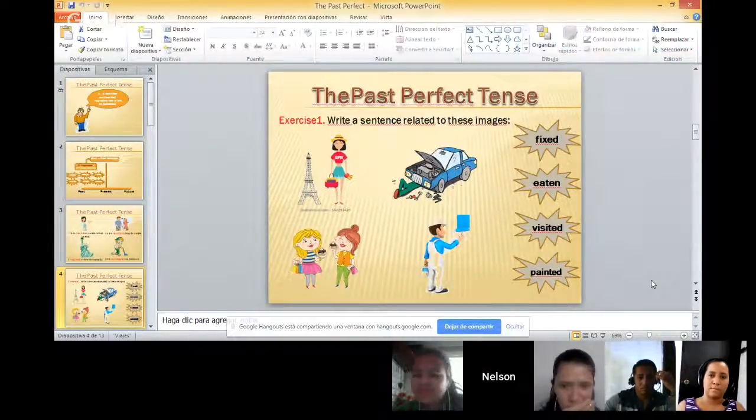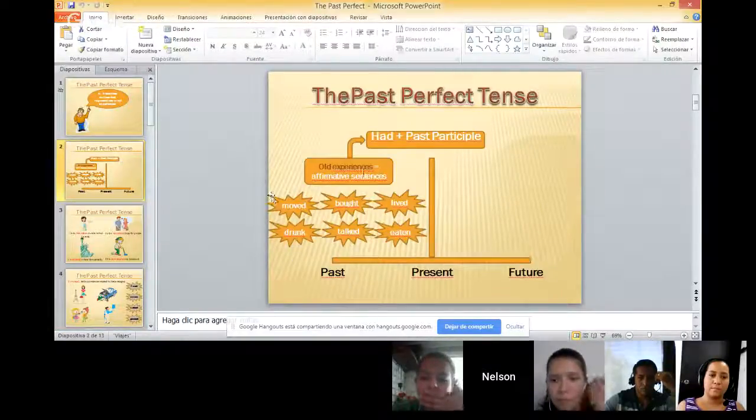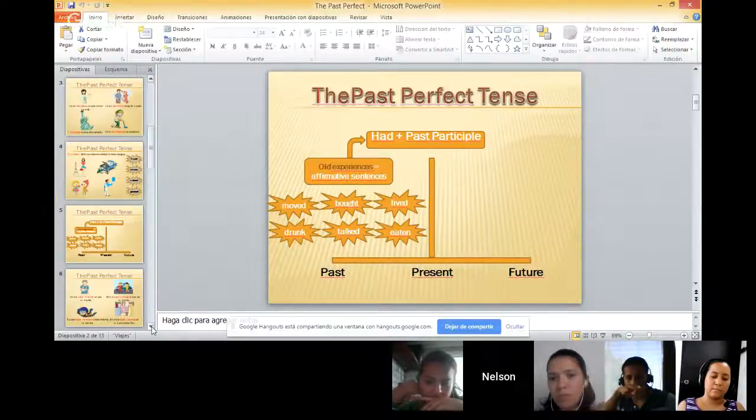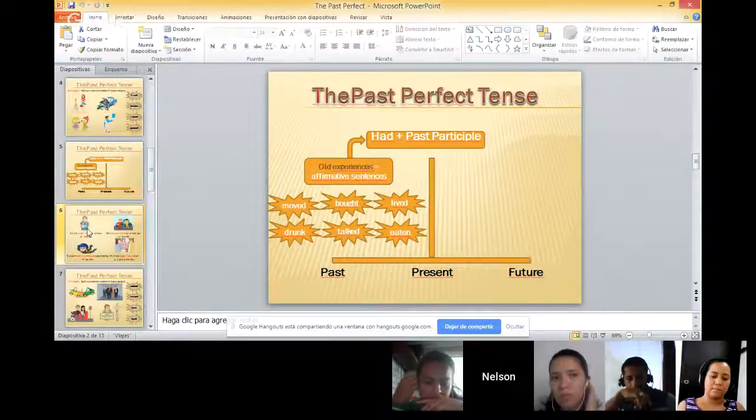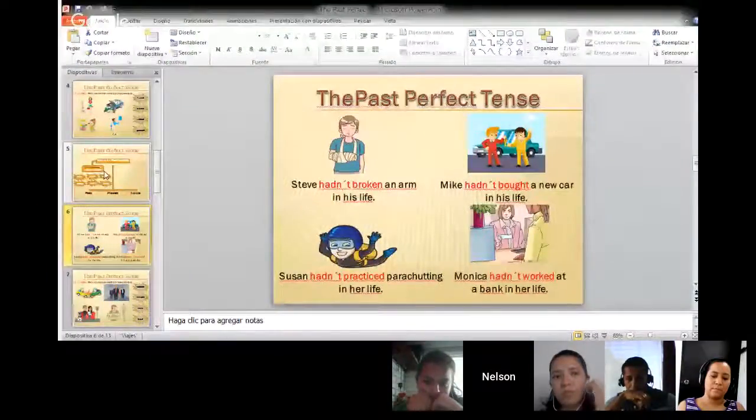So, in the first definition I show you here, when the sentence is affirmative, it is represented by all the experiences, okay? So all the experiences in the past perfect tense means that the sentence is affirmative, okay? Well, let's now see this one.